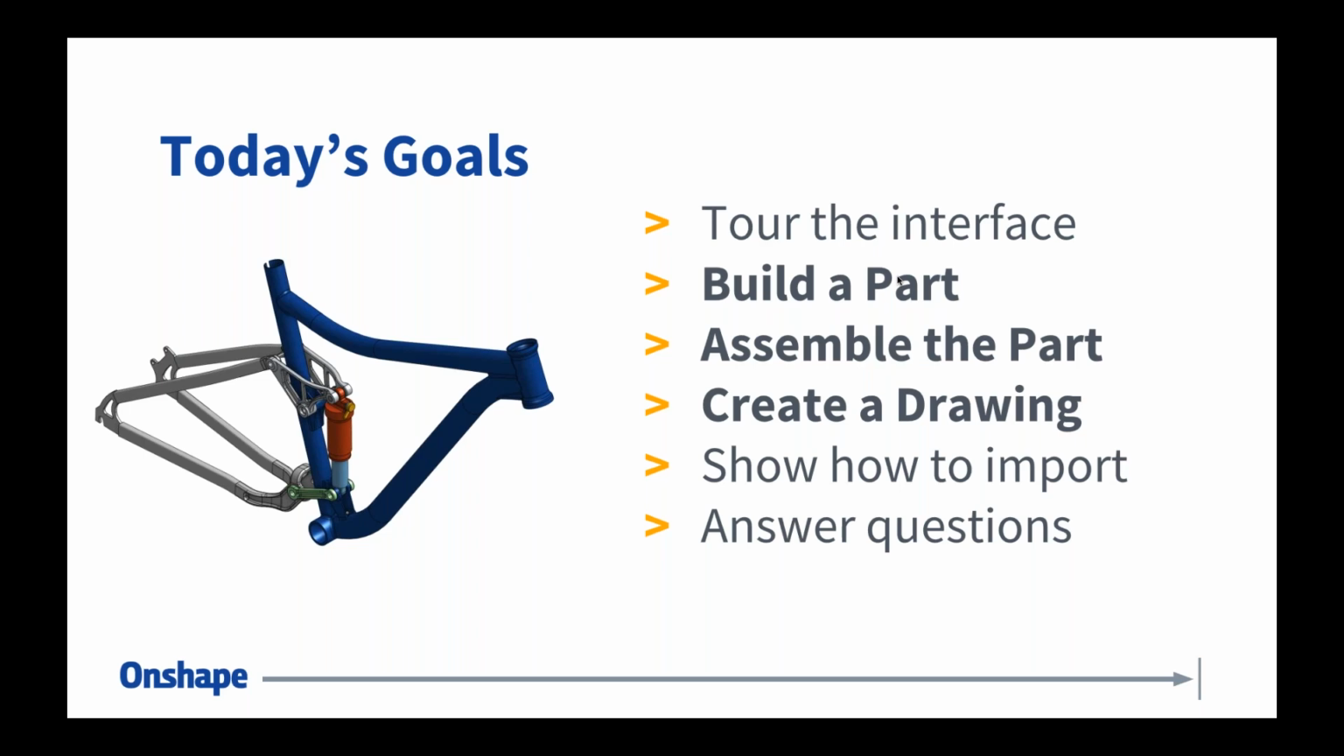How do I design a part? How do I put it into my assembly? And how do I create a drawing? Those are the three important steps that every engineer needs to design their product. Now, I also want to take just a moment to show you how to import. It's very simple in Onshape, but it's a very important part as you're getting started. I'll walk you through the button, essentially, that allows you to import. So very easy.